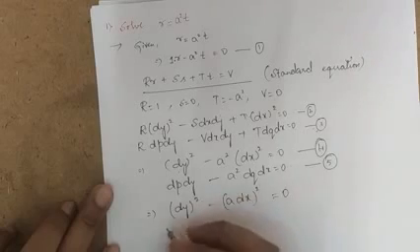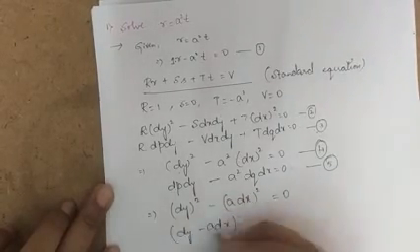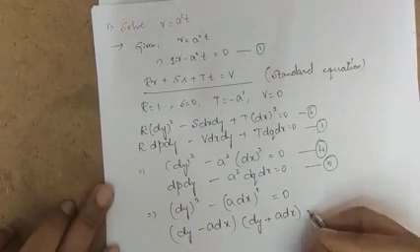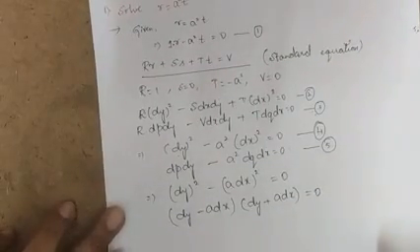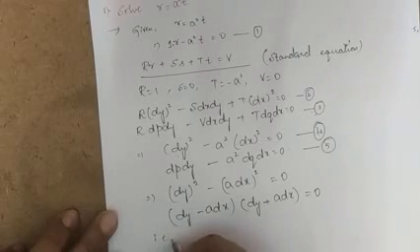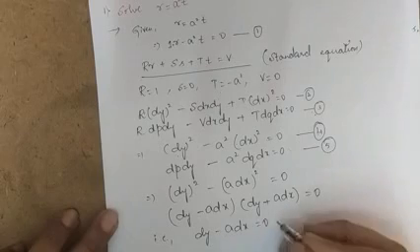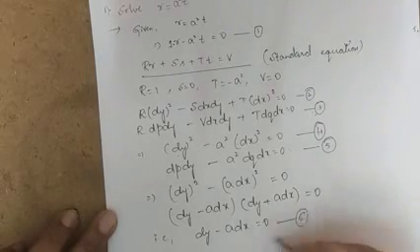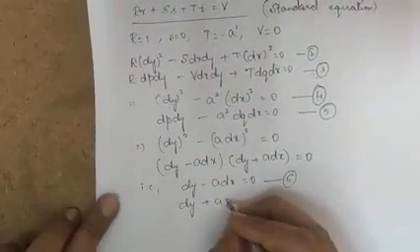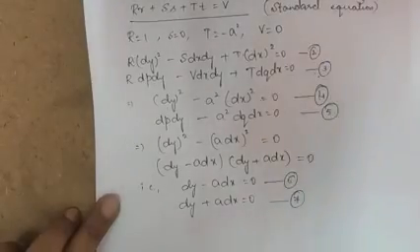So I can rewrite this as dy minus a dx into dy plus a dx, that is a plus b into a minus b. So now I will get two equations here: dy minus a dx is equal to 0, which I will call equation number 6, and dy plus a dx is equal to 0, which I will call equation number 7.